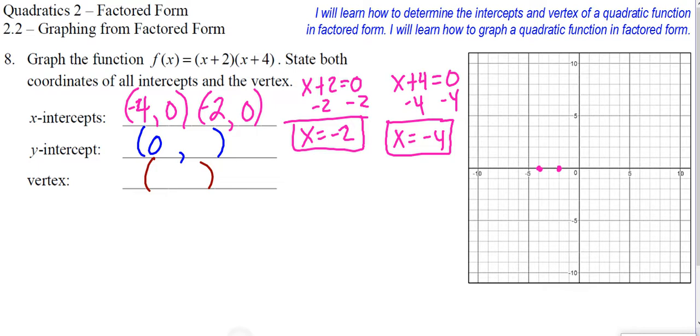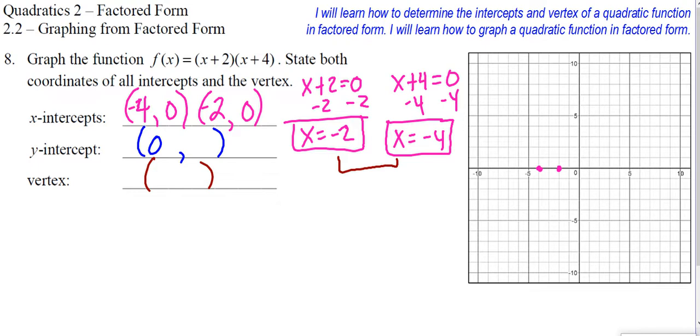Now let's get the vertex. The vertex is in red. Let's put it in red. We know from the previous step that the x-coordinate of the vertex is found halfway in between those two numbers. This is super easy, right? Because the numbers are together. So what is the number in between negative 2 and negative 4? Negative 3, right? But what if the numbers are way far apart from each other?